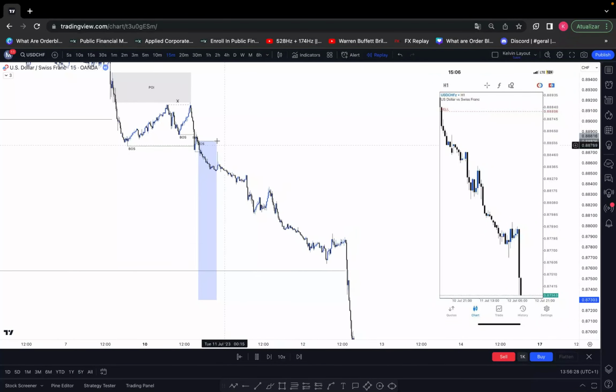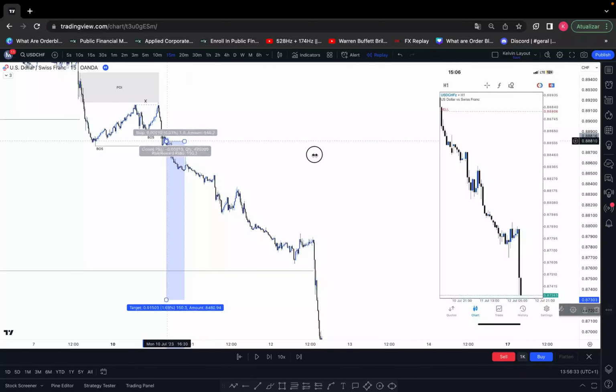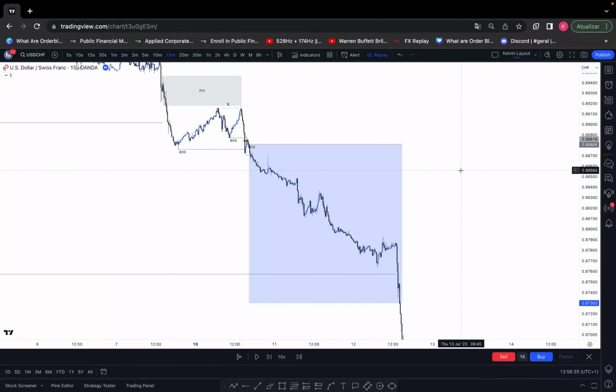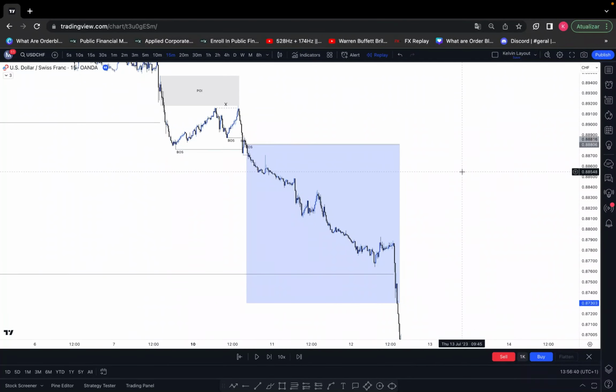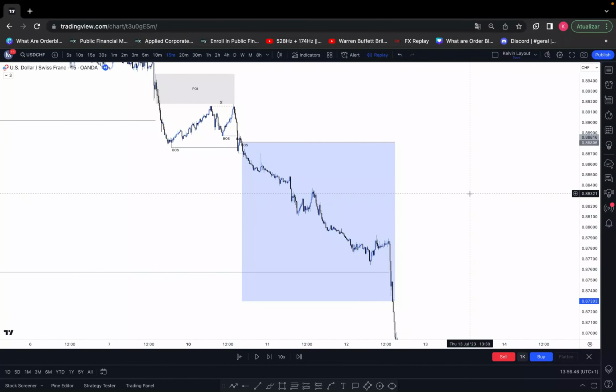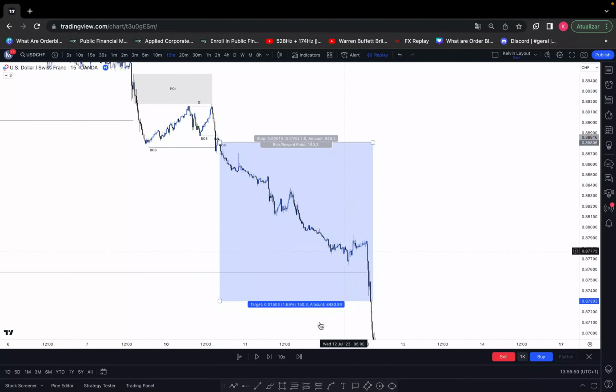Price just completely smacked the TP right there. This actually was one of the biggest trades, the biggest risk to reward ratio trade I've ever had. It was a 1 to 150. Of course, I didn't make 150%. I think I only made about 18% return on the whole trade, right?